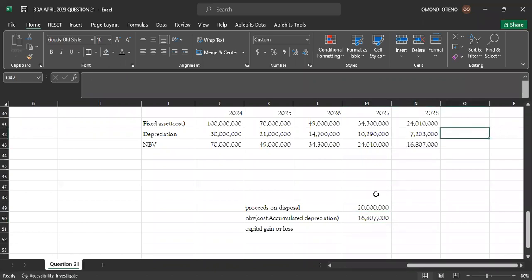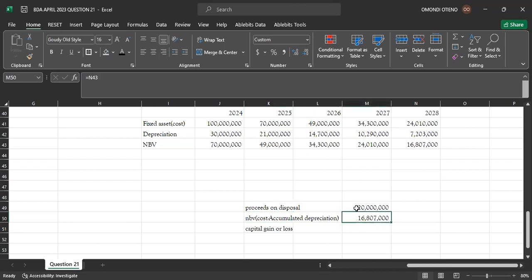No need of calculating the accumulated depreciation. You already have a column for net book value. So at the end of the project life, which is 2028, your net book value is basically this figure here. So just come and pick that. Now, the net book value that I expect, if I'm supposed to sell this asset at the end of 2028, is that I should be selling it at 16,807.